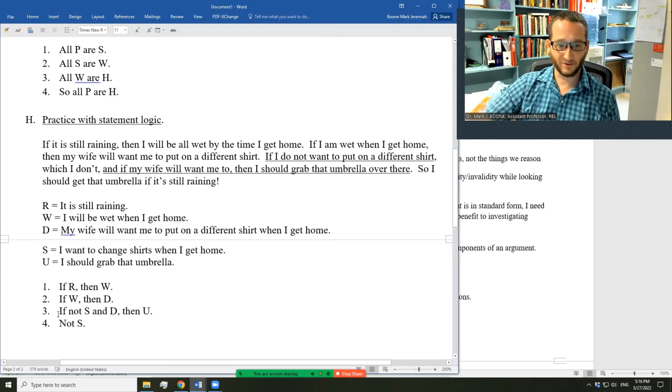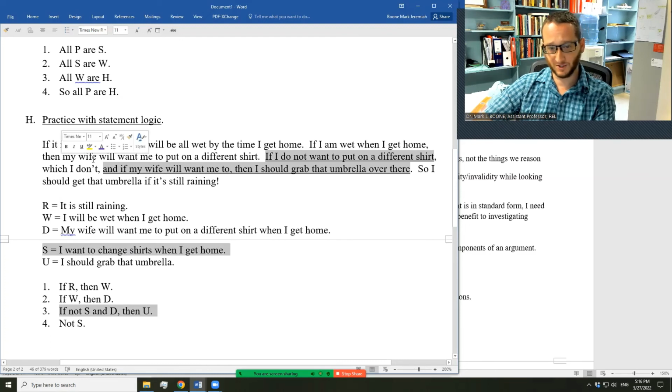If I do not want to put on a different shirt, and if my wife will want me to, then I should grab that umbrella. If not S, where S is I want to change shirts when I get home, and D, where D is my wife will want me to put on a different shirt when I get home, then U, I should grab that umbrella. And then the conclusion, so I should get that umbrella if it's still raining.